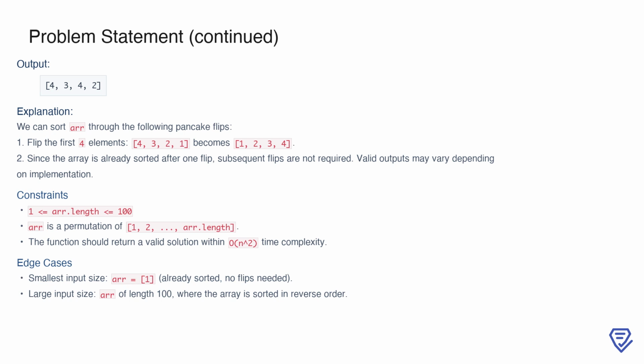the required time complexity. The constraints ensure that the problem is well defined: the length of the array ranges from 1 to 100, and the array is always a valid permutation of numbers from 1 to its length.